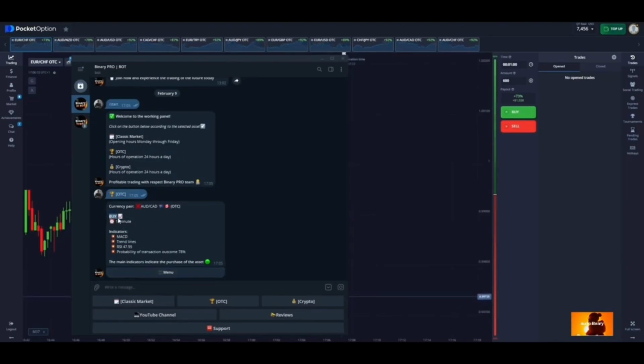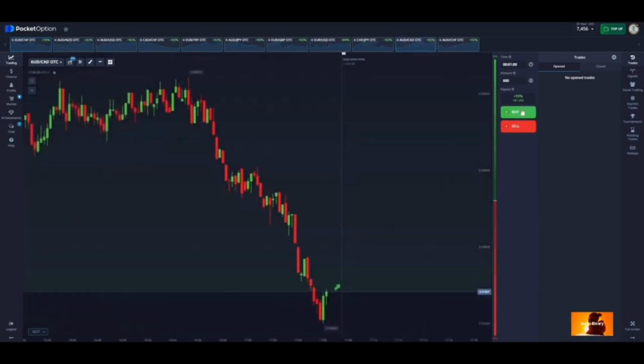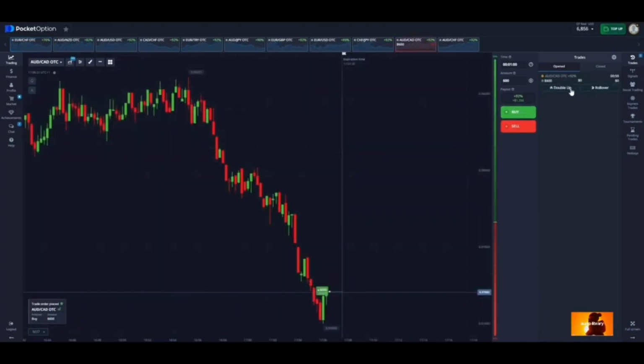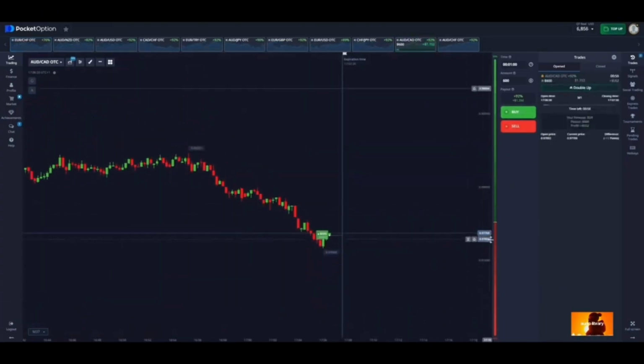The trading bot suggests opening an upward trade, and I can see it's using the MACD indicator along with other indicators in its analysis. The chance of making a profit on this trade is 78%. But this number isn't always accurate. It's just a bot's opinion on how likely it is that I will make a profit with this currency pair.